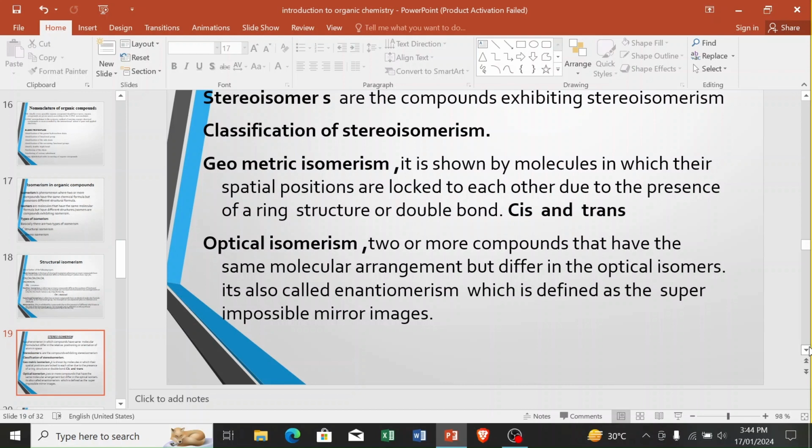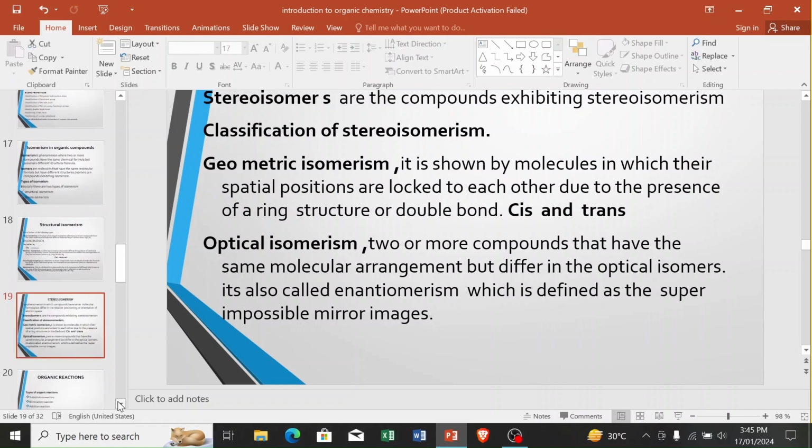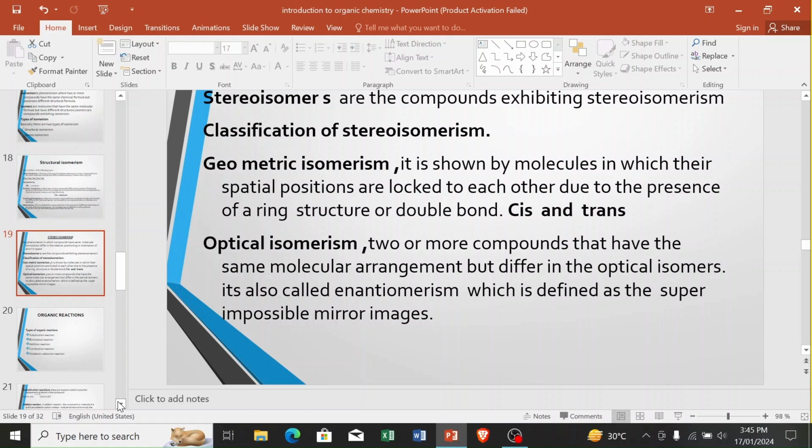The natural example of optical isomerism is our hands. When we put the palms of our hands before us, we see that they are opposite to each other. It is like there is an imaginary mirror in the middle, where one hand looks to be the opposite of the other, or looks to be a mirror image. So that's a natural example of optical isomerism. So that is all about isomerism.